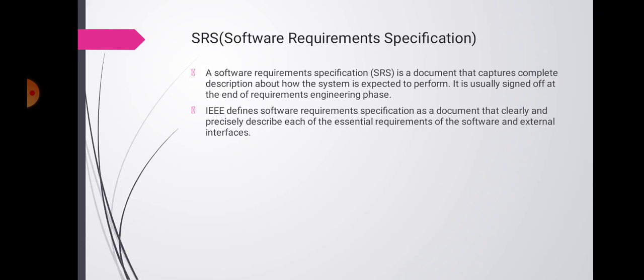with the software. The software requirement specification is a document that captures a complete description of how the system is expected to perform. It is usually signed off at the end of the requirement engineering phase. IEEE defines software requirement specification as a document that clearly and precisely describes each of the essential requirements of the software and external interfaces.